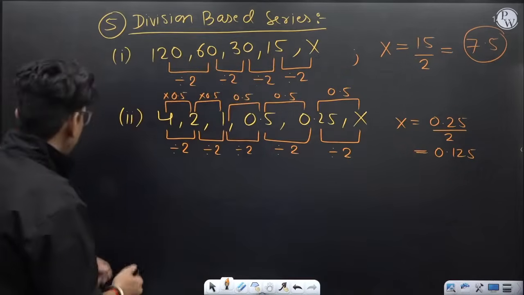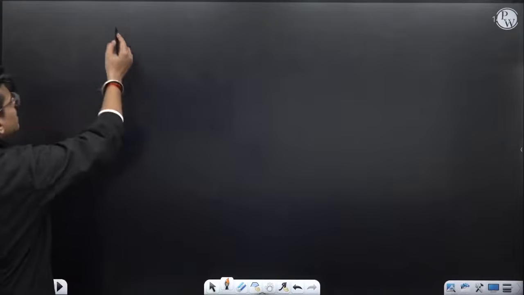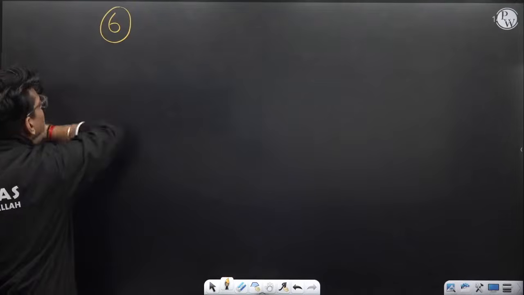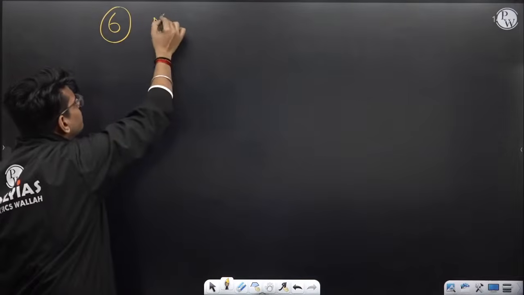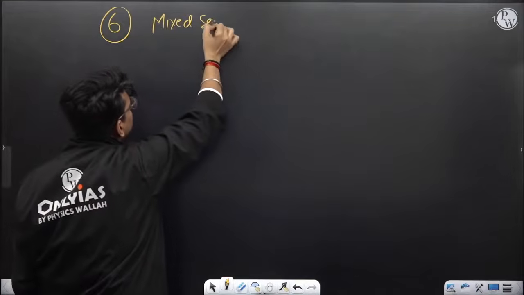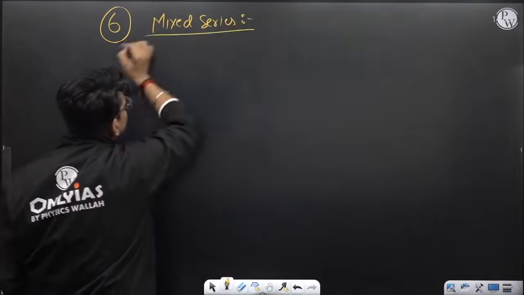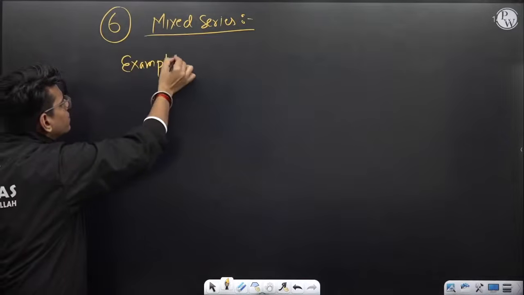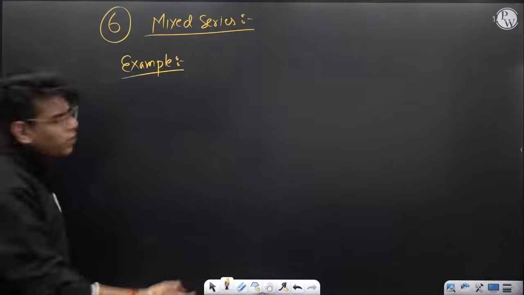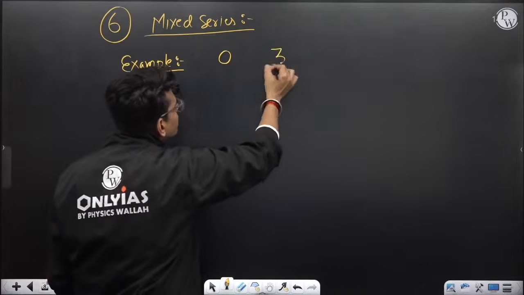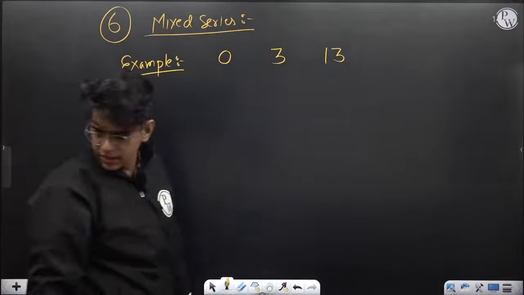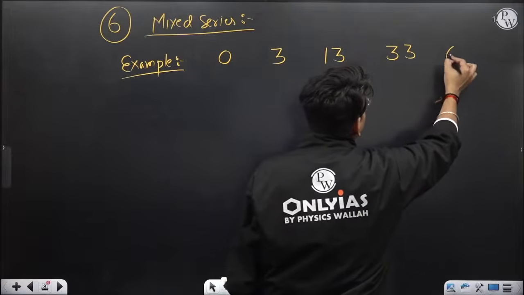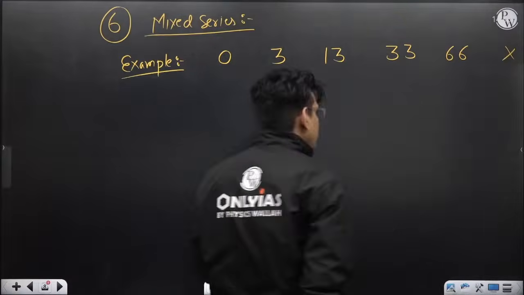There can be mixed series also, mixed series or miscellaneous series, whatever you want to call it. Here you won't find a pattern on the first go. Let's take a mixed series. Suppose the series given to us is 0, 3, 13, 33, 66, and we are asked x.